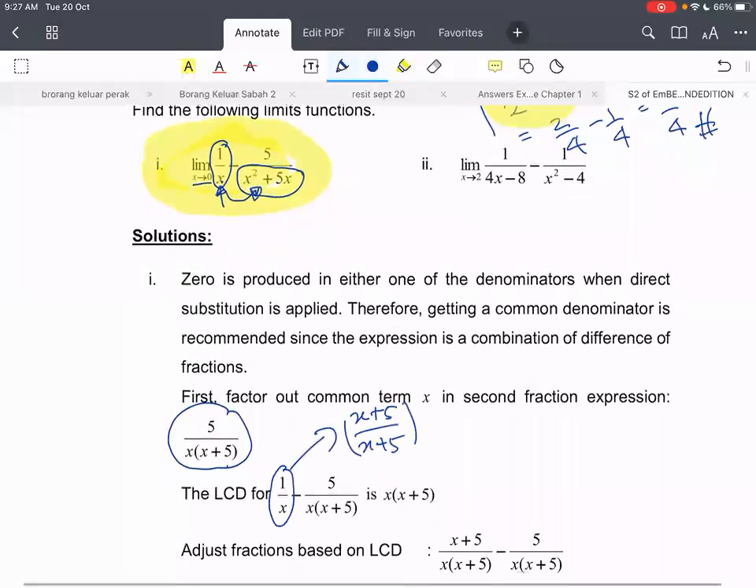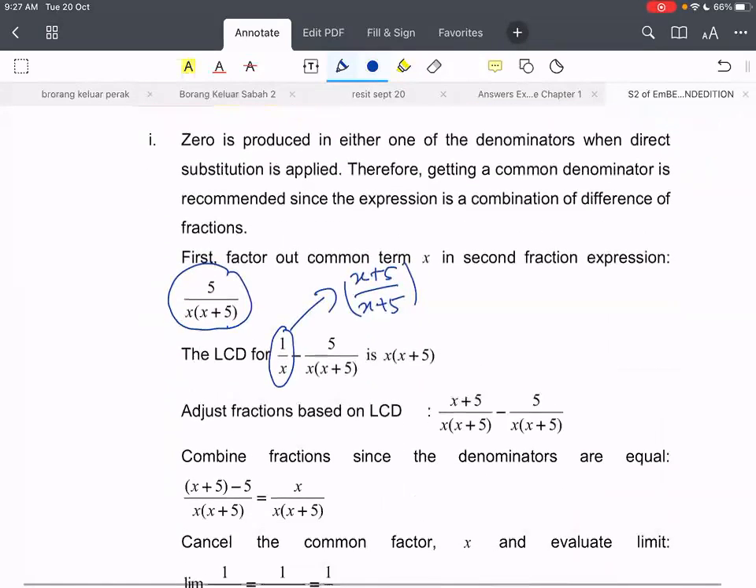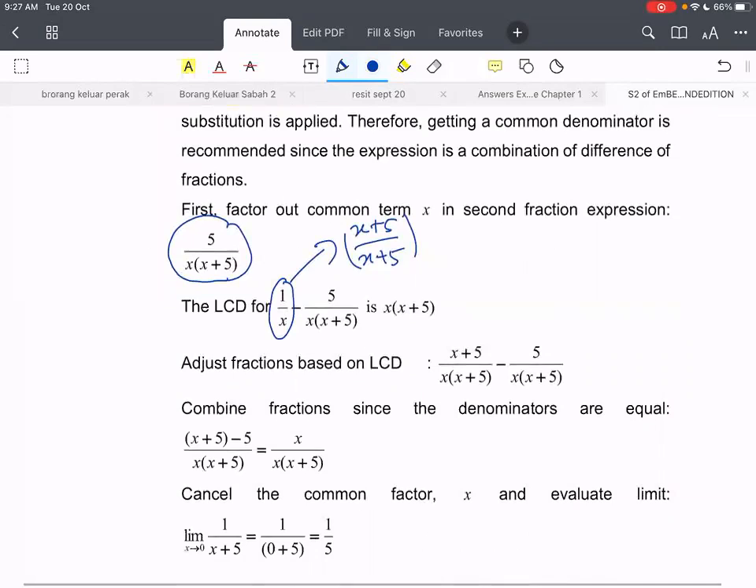Could you repeat? I hope that one is clear, yeah? It's very simple, sebenarnya. So you just adjust the fractions based on the LCD. So this is the one that you already factorized. This second term is actually 1/x, but we already times up with (x+5)/(x+5), so that we will get the denominator.